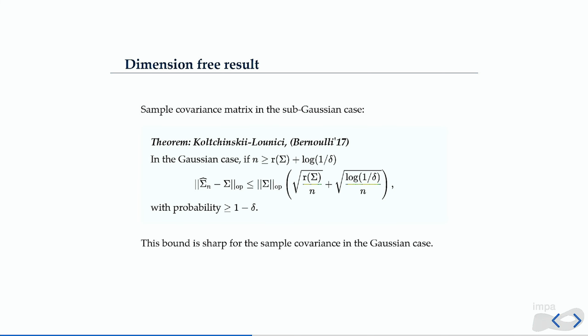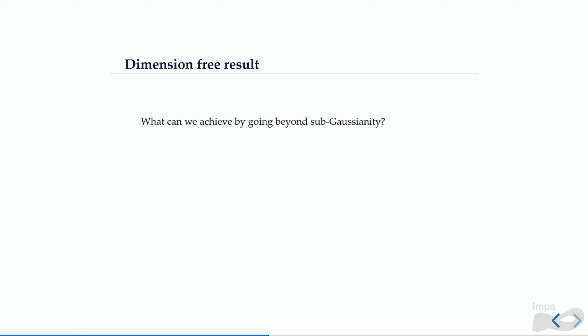And what do we have here, like dimension-free results? We have the work by Koltchinskii and Lounici, who prove that if we assume a Gaussian family of distributions, then they achieve this rate for the sample covariance in the Gaussian case. So this is what is going to be optimal for us now. There are two questions now. The first one, what can we achieve by going beyond sub-Gaussianity in the dimension-free setting? And then Chen, Gao, and Ren observe that even if you have a Gaussian family of distributions, if just one point is corrupted, then the performance of the sample covariance is compromised.